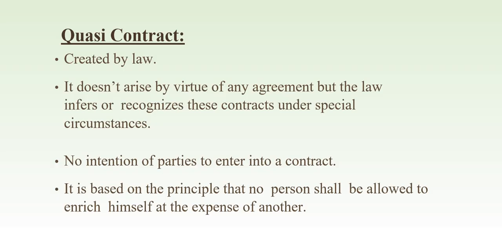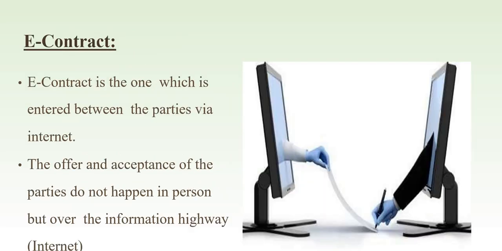Quasi-contract. It is created by law. It does not arise by virtue of any agreement, but the law infers or recognizes these contracts under special circumstances. There is no intention of the parties to enter into a contract. It is based on the principle that no person shall be allowed to enrich himself at the expense of another. E-contract. E-contract is one which is entered between the parties through the internet. The offer and acceptance of the parties happen through the internet.